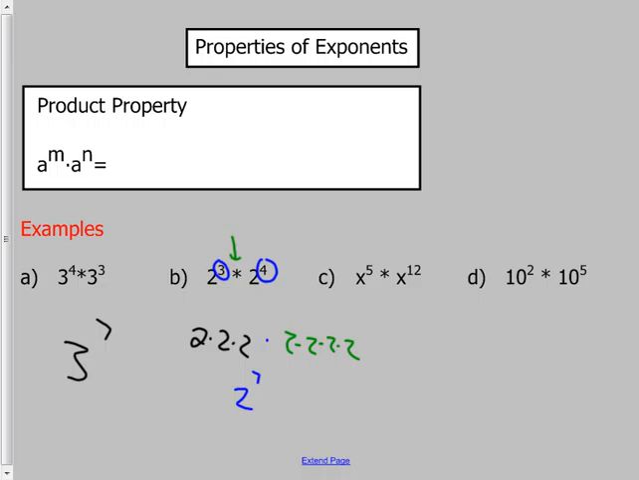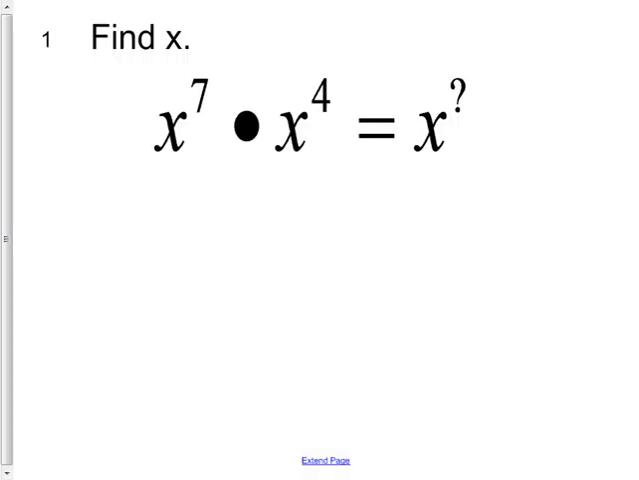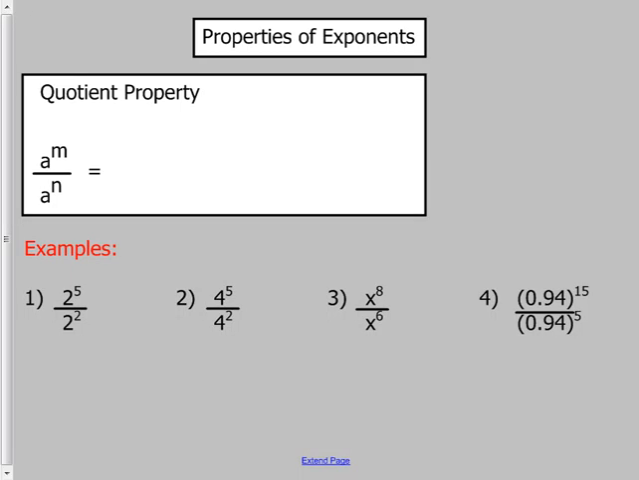Any questions on that? All right, so then answer that question. What is it? X to the 11th, that's all there is to it. All right, but there are a lot of little rules. You got to know this one too.